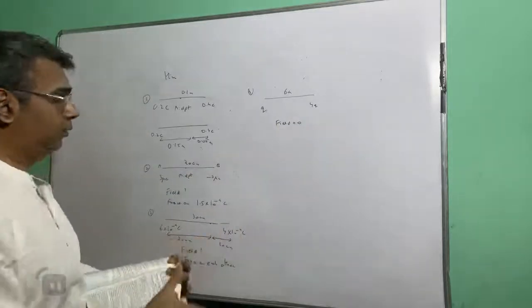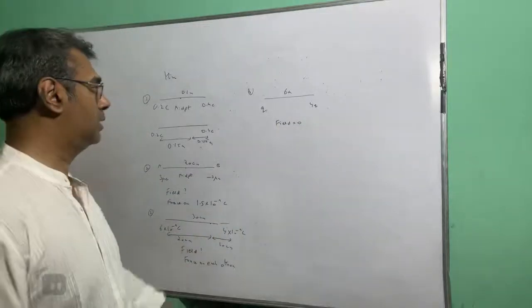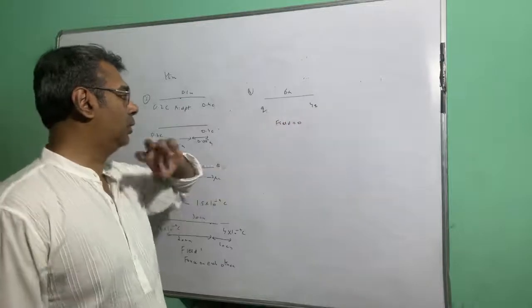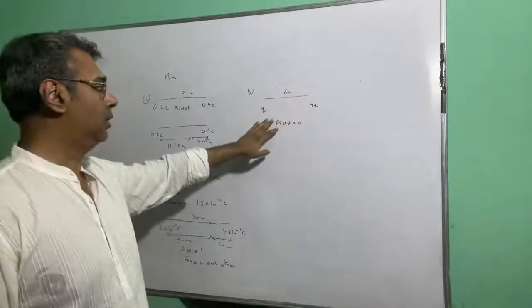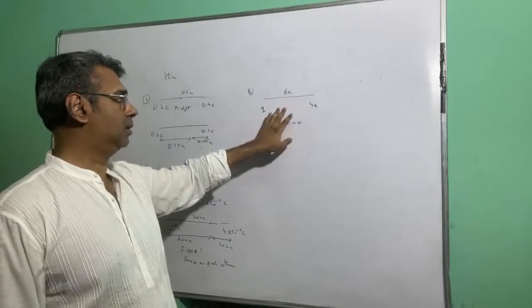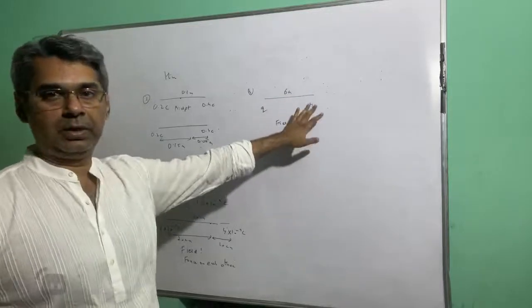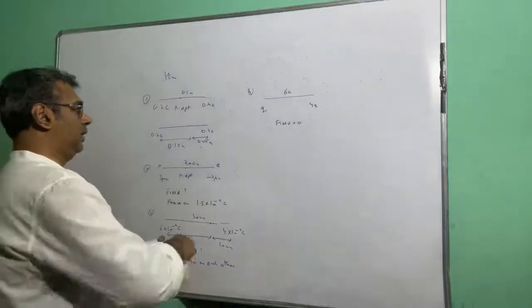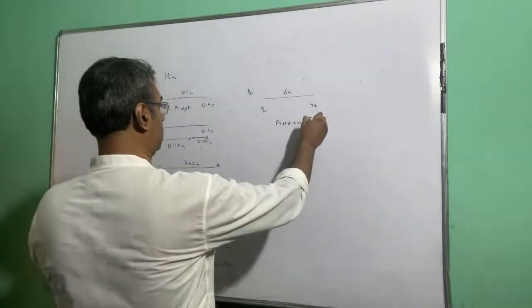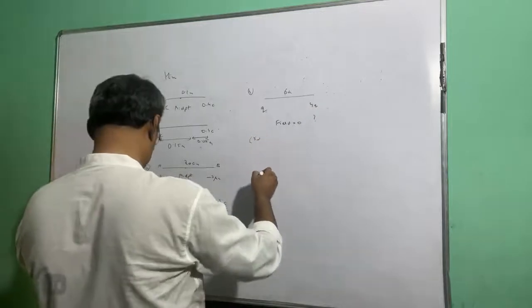Question number 4. There are two charges, one is Q and one is 4Q, and the distance between them is 6a. You have to find the place where the field due to these two is 0. So where is the field due to these two 0? That is the question. This is number 4.